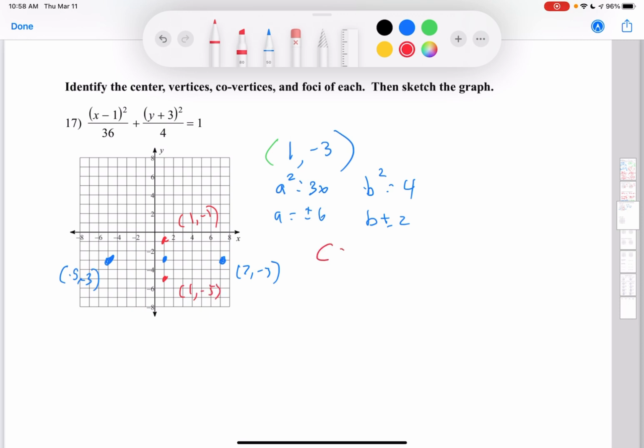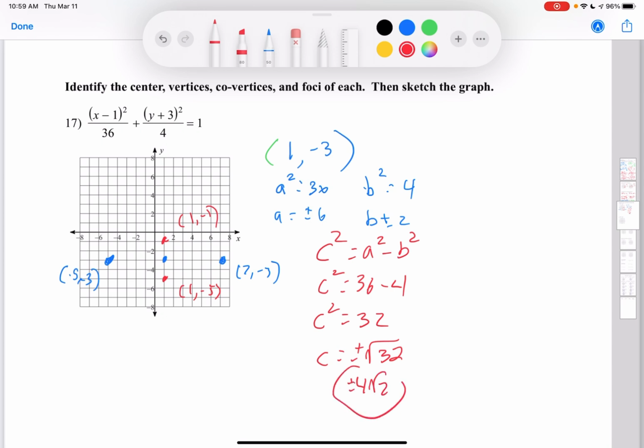My c value, and we said you're just going to need to put the c value. Remember, in an ellipse, c squared is equal to a squared minus b squared. So c squared is going to be 36 minus 4, which is 32. So c is equal to plus or minus the square root of 32, which is 16 times 2, so that's 4 radical 2. And that's all you have to put. You don't have to mark that. And then that's your graph. You don't need to put its points. You just need to give me what that c value would be.